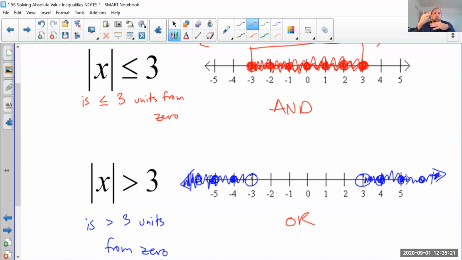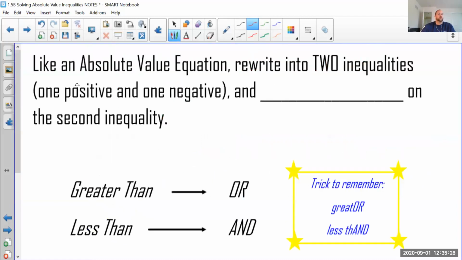Okay, and so here we need to know when is it and, when is it or. And so we kind of have a little trick to help us remember that. So it says, like an absolute value equation, we are going to rewrite into two inequalities. Okay, so exact same thing we did yesterday. We said isolate the absolute value, and then we are going to set up two equations where you have a positive version of the right side and you have a negative version of the right side. We're going to do the exact same thing here.